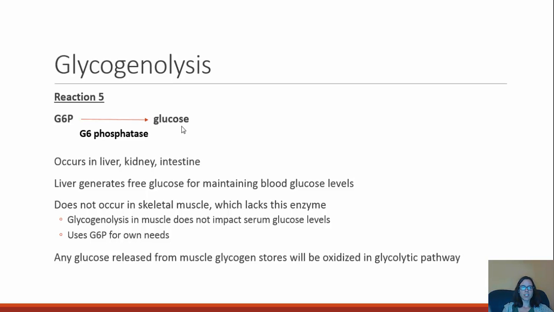Instead, we have G6P that stays in the muscle and is oxidized via the TCA cycle for the energy needs of the muscle itself. So any glucose released from muscle glycogen is oxidized in the glycolytic pathway in the muscle.